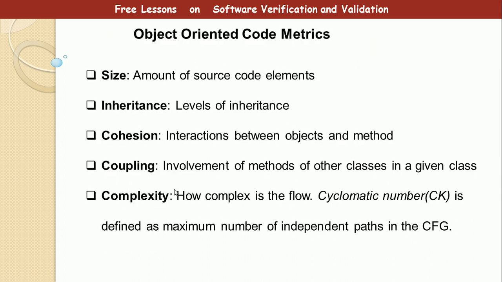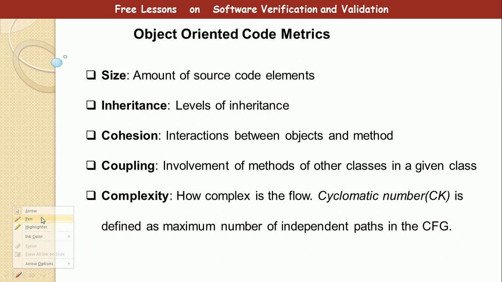Then we have cohesion. Cohesion simply means how do the classes interact? It is object-oriented, meaning that the classes or objects have to interact between themselves. Then we have coupling. How many method calls do you have from one class to another class? And of course, complexity.